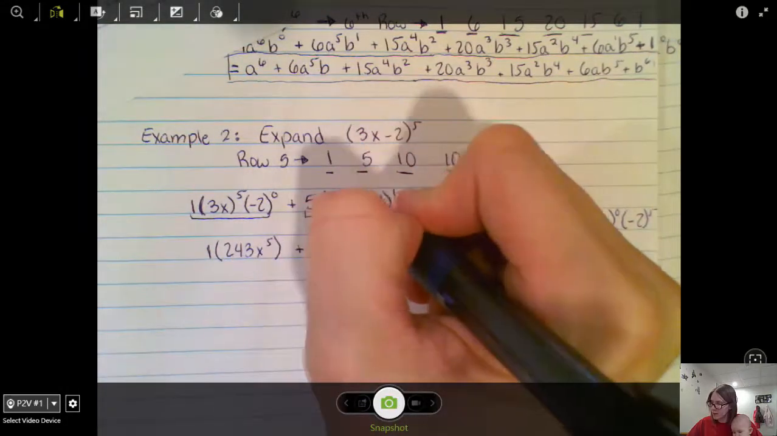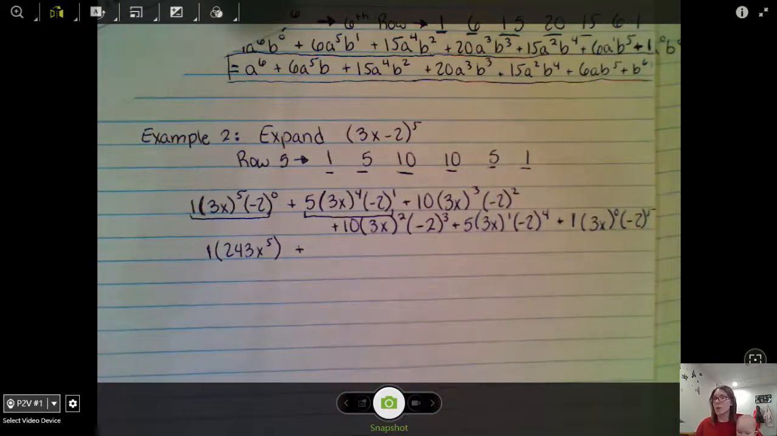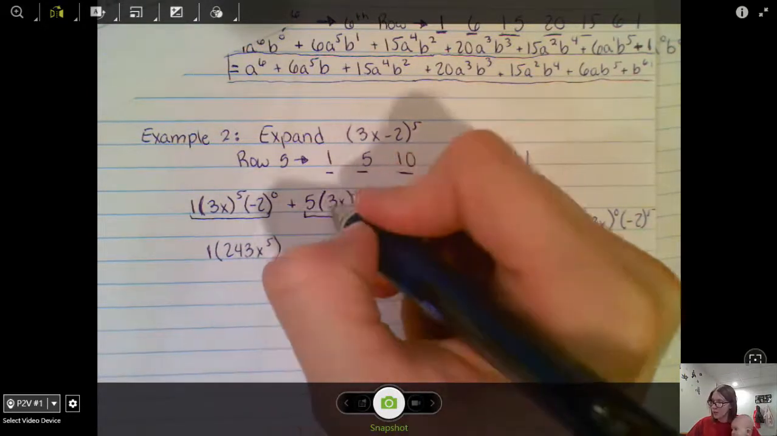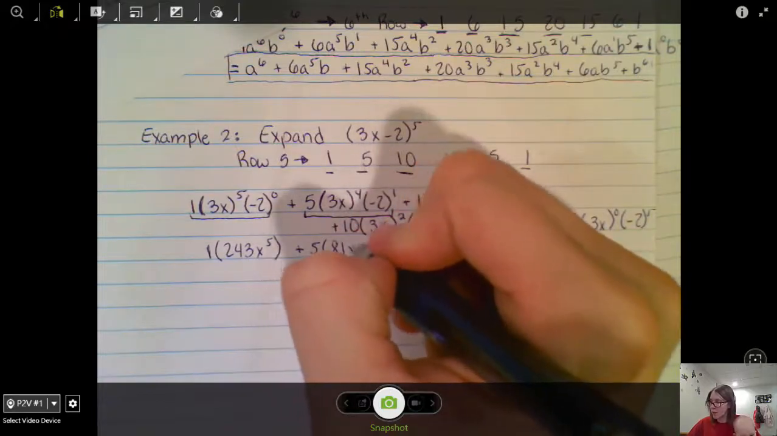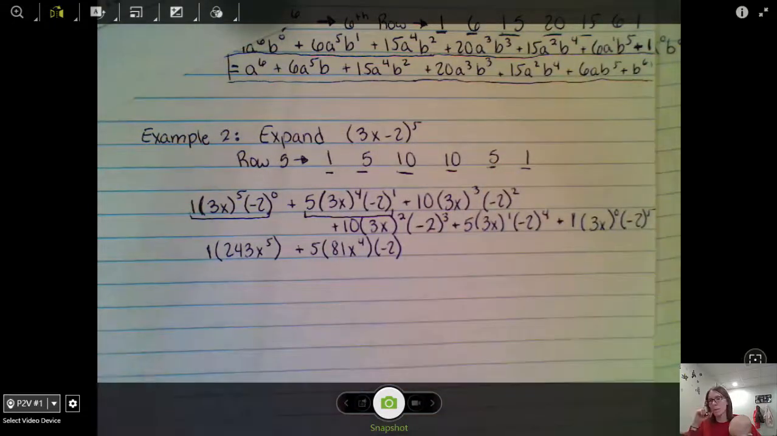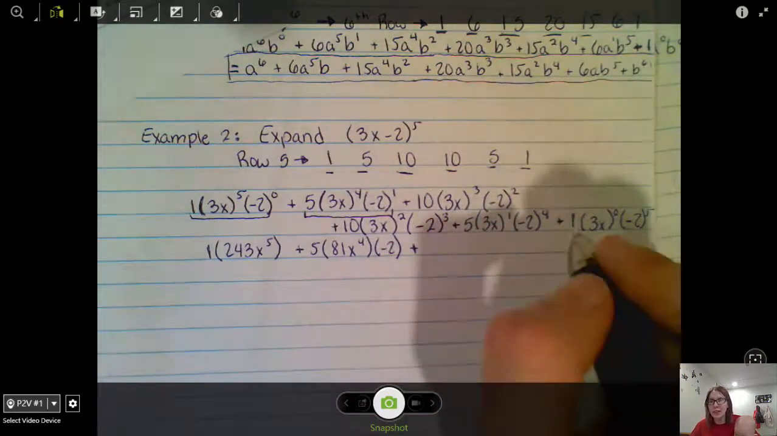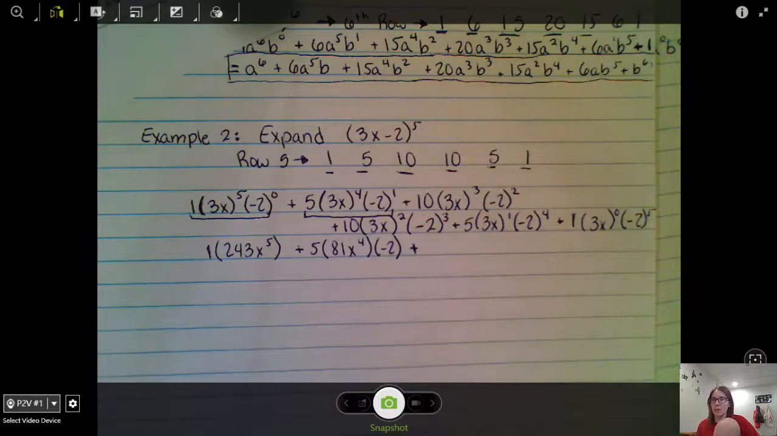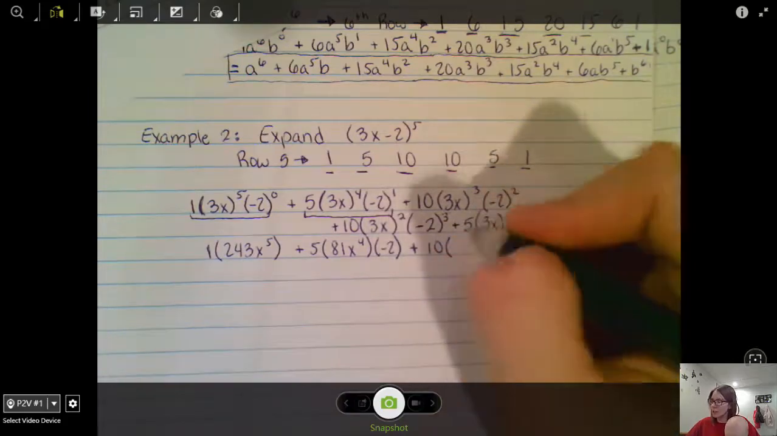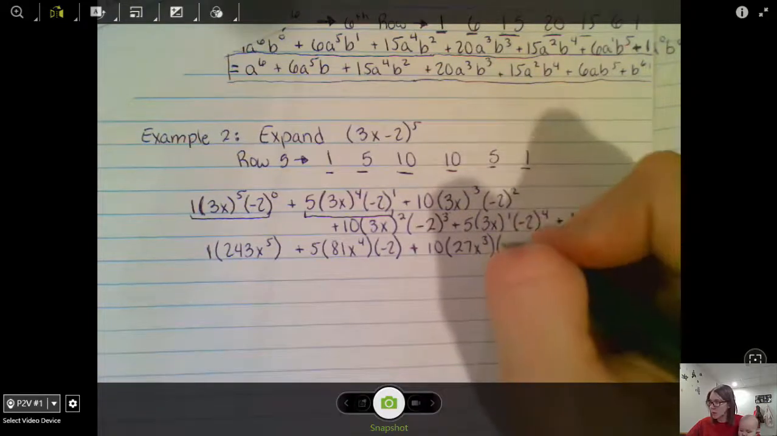Now let's look at this part. 5 times 3x to the 4th times -2. Remember our order of operations. We have to do the exponents first. 3x to the 4th power is 81x to the 4th times -2. We'll have some more simplifying to do here too, but I'm going to take this step and then we'll simplify a little bit more next. 10 times this 3x cubed would be 27x cubed. Negative 2 squared would be positive 4.